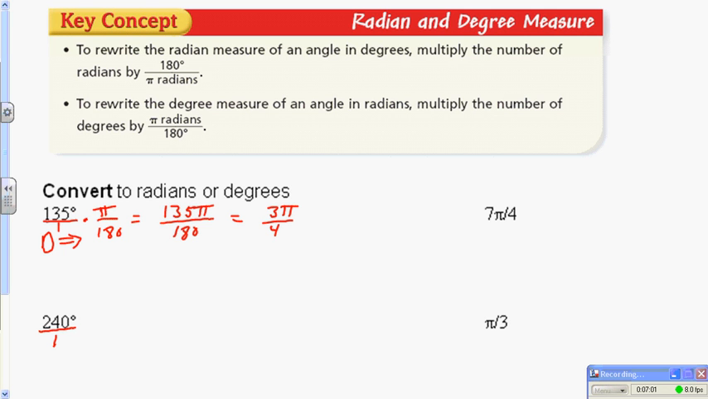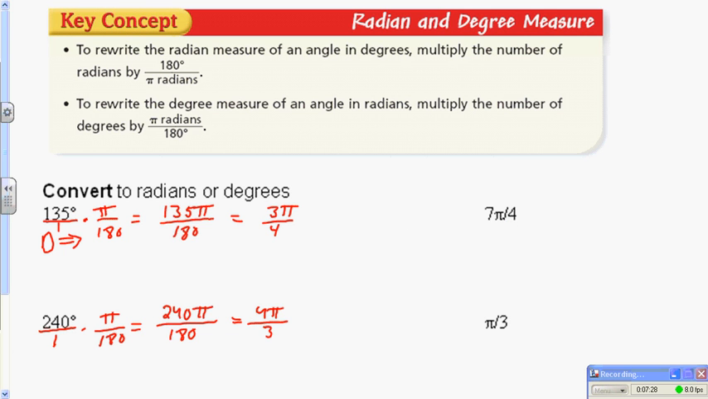240 over 1 times pi over 180. Reduce that. Again, if we don't, it just looks like 240 pi over 180. So if we convert or simplify that, we would get 4 pi over 3.